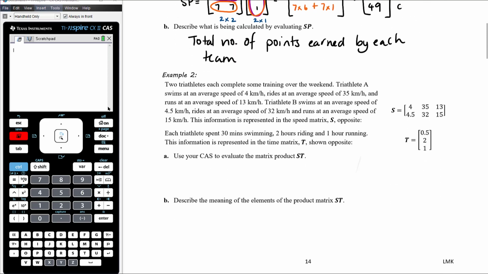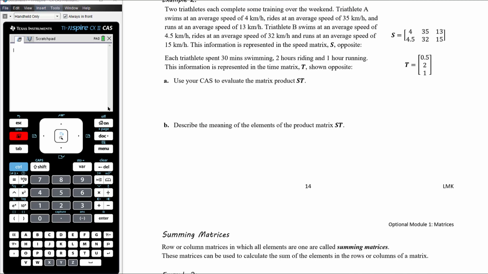Okay, let's think about example 2. 2 triathletes complete some training over the weekend. Triathlete A swims at an average speed of 4 kilometers per hour, rides at an average speed of 35 kilometers per hour, and runs at an average speed of 13 kilometers per hour. Triathlete B swims at an average speed of 4.5 kilometers per hour, rides at an average speed of 32 kilometers per hour, and runs at an average speed of 15 kilometers per hour.